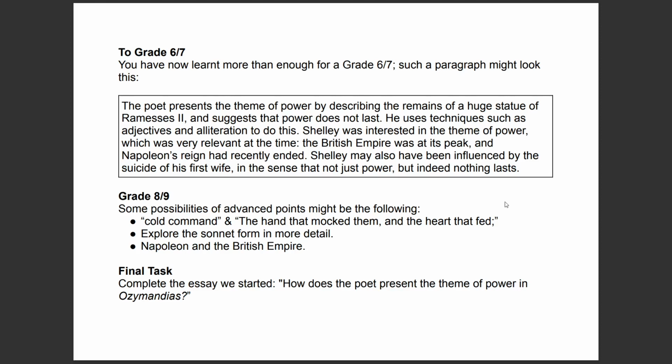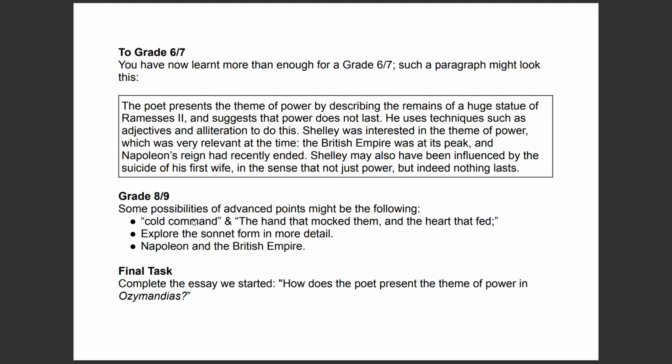Now, if you're aiming for grade 8 or 9, it's not a case of more paragraphs, okay? It's then really more a case of how deeply you go into things, how insightful you are, how original you are, okay? It's about making sure that your whole essay from beginning to end is almost perfect, flowing nicely. But I'm going to give you some ideas here of grade 8, 9 possibilities.